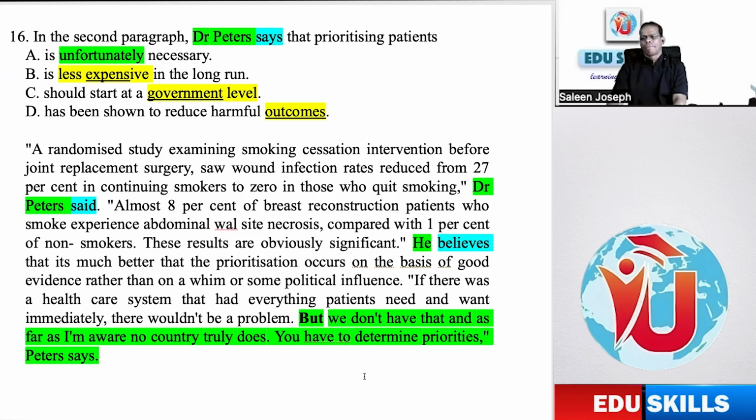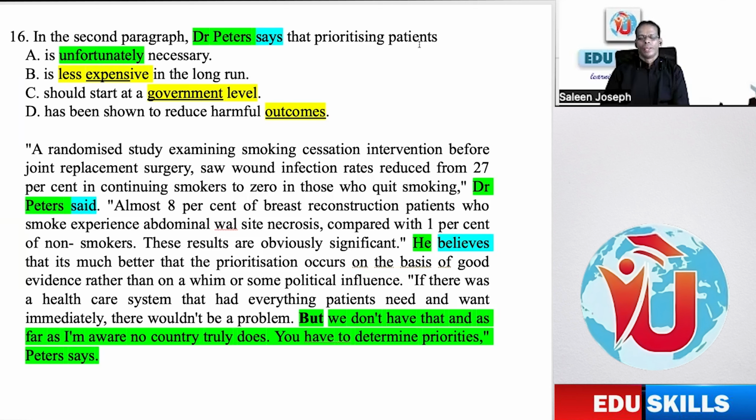Sir, it cannot be C, according to my thinking. Sorry for the interruption. It's cool, you're welcome. Where do you find the reference in this one paragraph? No, sir, not from the paragraph. This is the last sentence: I'm aware no country truly does. But we don't have that. And as far as I am aware, no country truly does. Option C says it should start at a governmental level. What is the meaning of "I am aware no country truly does"? Here it is saying that prioritizing patients should start at a governmental level.